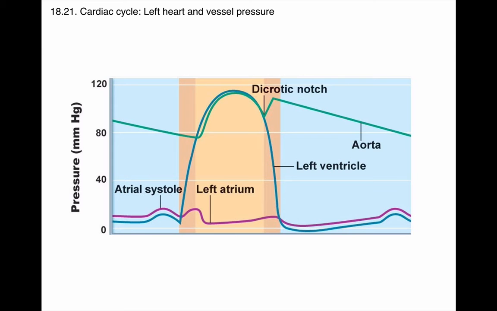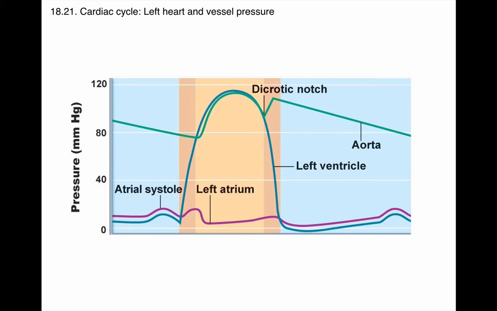So notice here we see traces for the left atrium, for the left ventricle, and for the aorta. So we're looking at the left heart only. There is a similar shaped graph you would see if we looked at the right heart, but we'd see that all the pressures are a little bit lower because the pulmonary circuit's a shorter circuit.